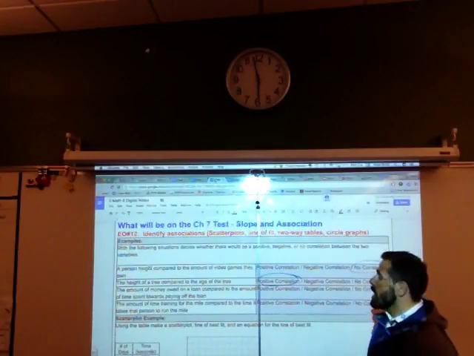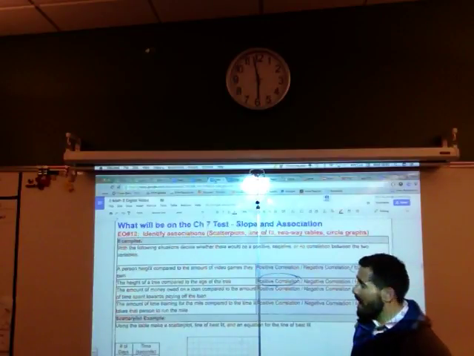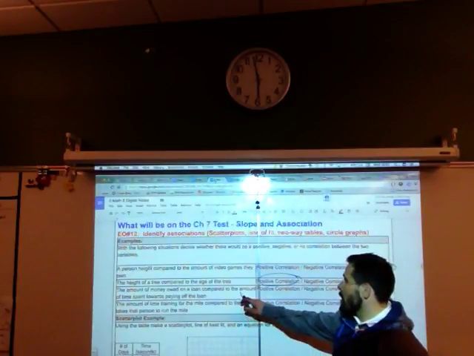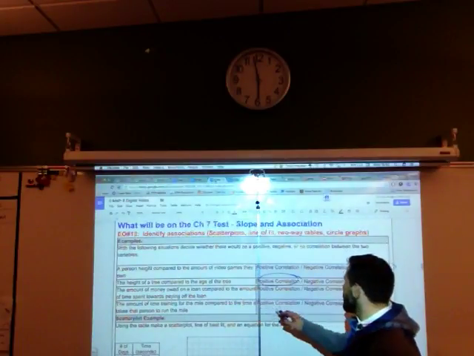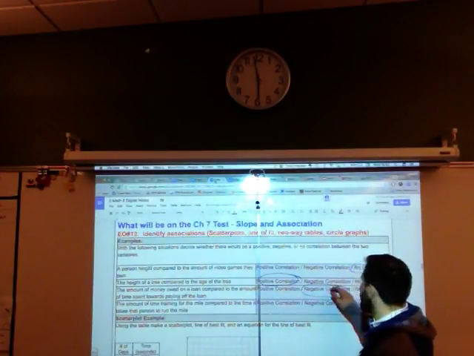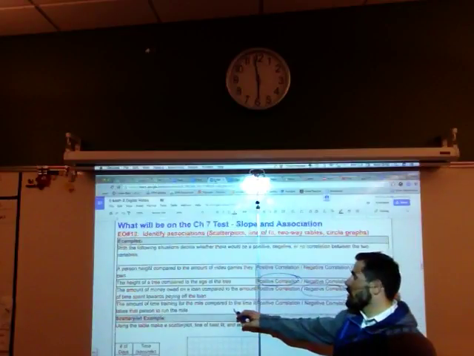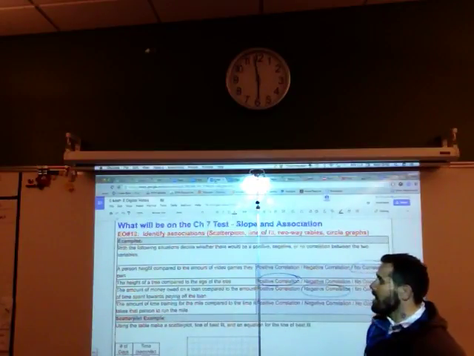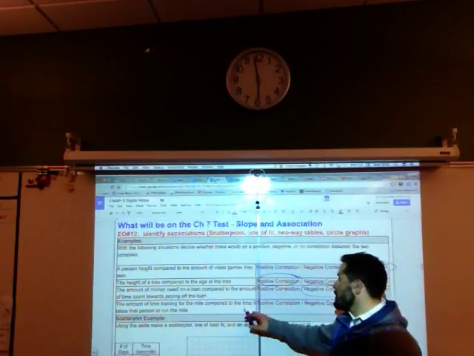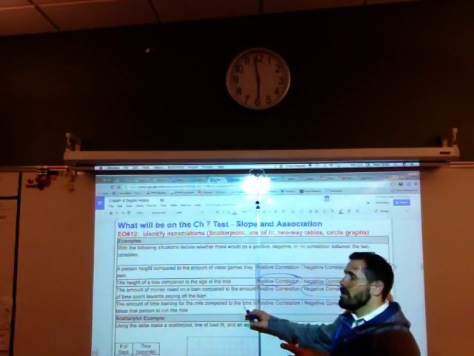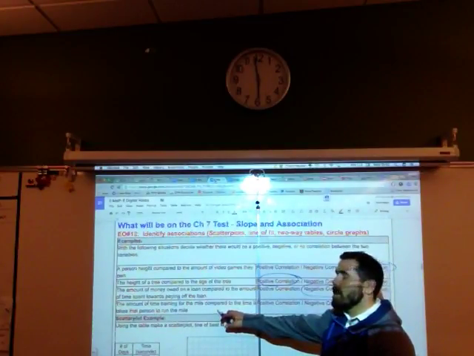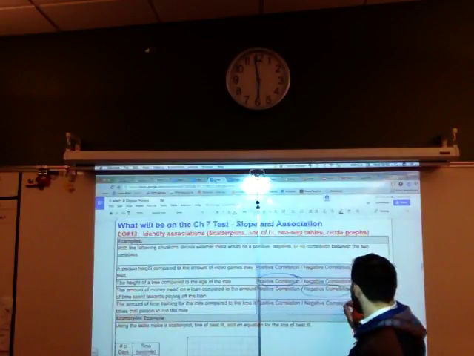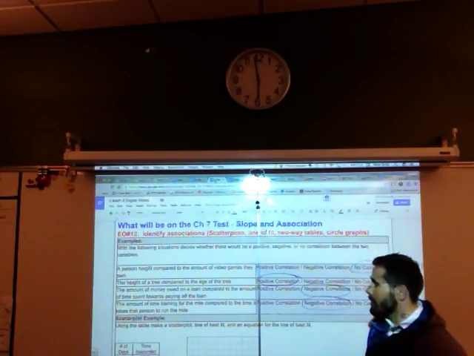The amount of money owed on a loan compared to the amount of money spent towards paying off that loan. So whatever I owe on that loan, as I'm paying it off, that's actually going to decrease it. So that's going to be a negative correlation. The amount of time training for the mile compared to the time it takes that person to run a mile. So the more I train, the lower my time is going to become on that mile because I'm going to become faster. So that's a negative correlation there.